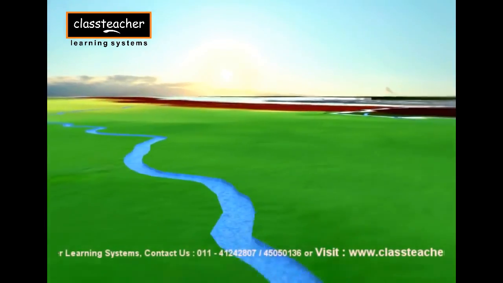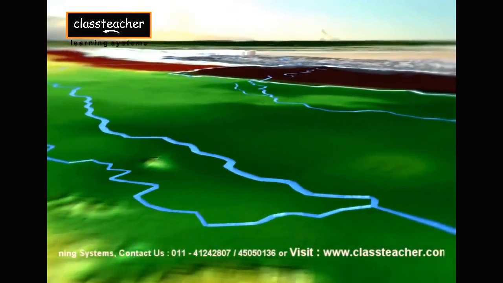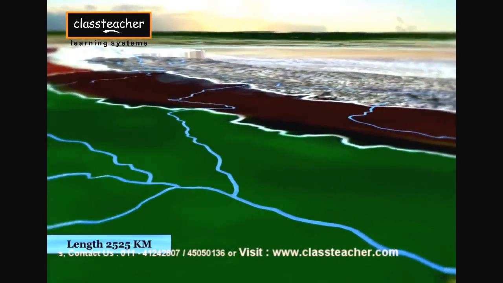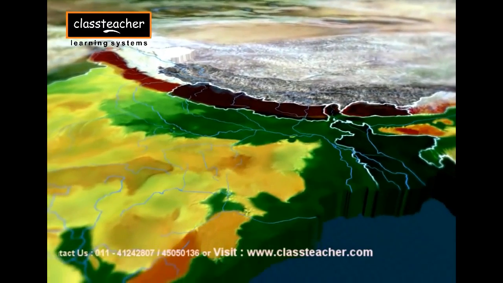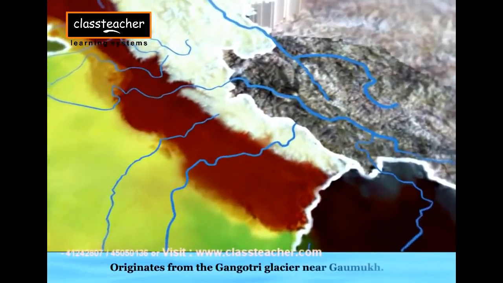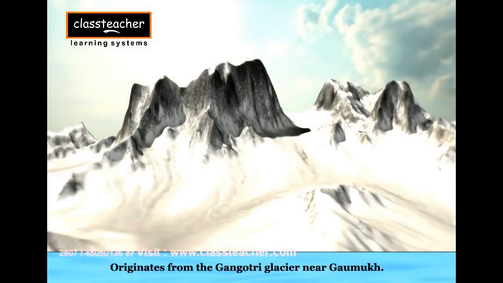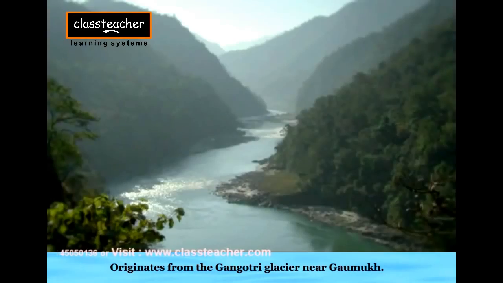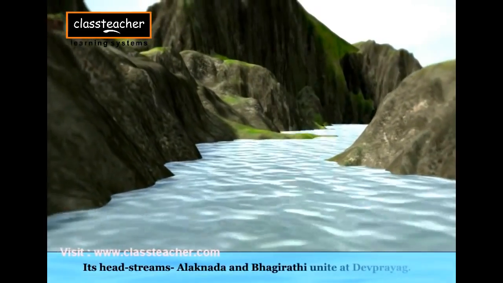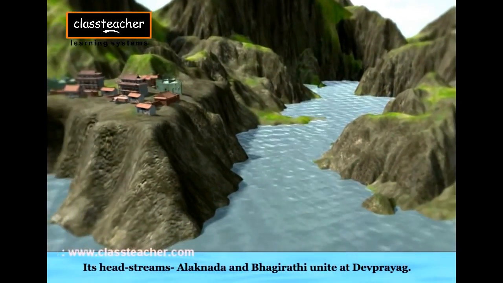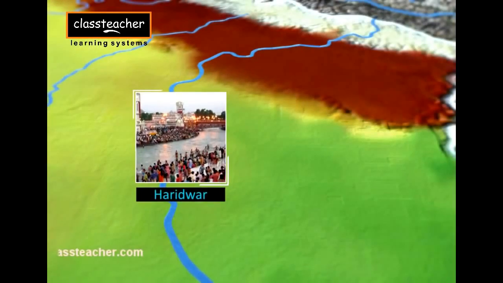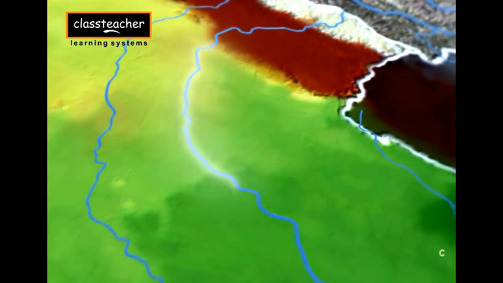The Ganga river system. The Ganga is the most important river of India. The length of the Ganga river is 2,525 kilometers, out of which 2,415 kilometers is in India. It originates from the Gangotri glacier near Gaumukh. Here it is known as the Bhagirathi. The river acquires its name after its head streams Alaknanda and Bhagirathi unite at Devaprayag. At Haridwar, the Ganga emerges from the mountains onto the plains.